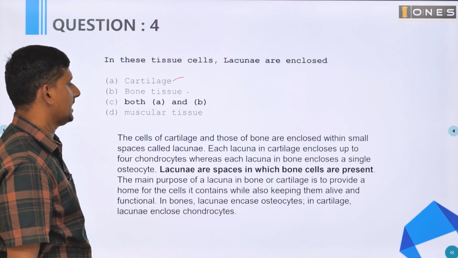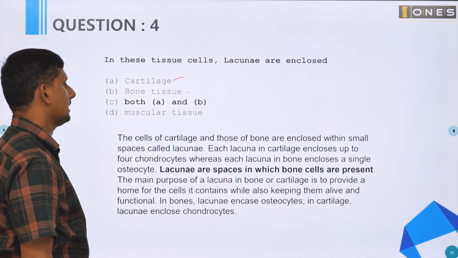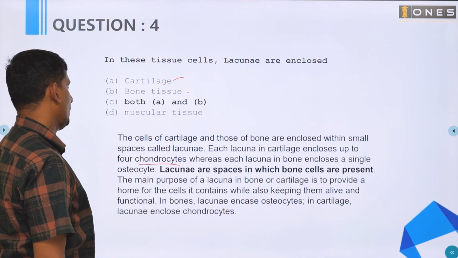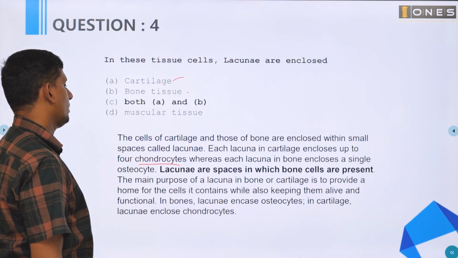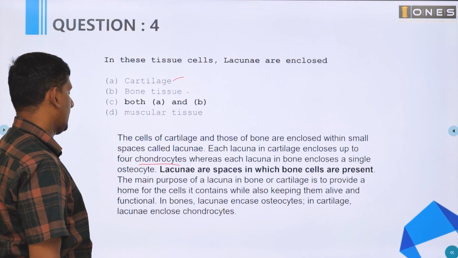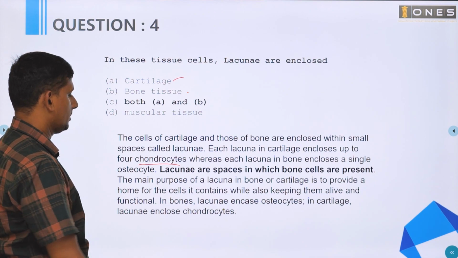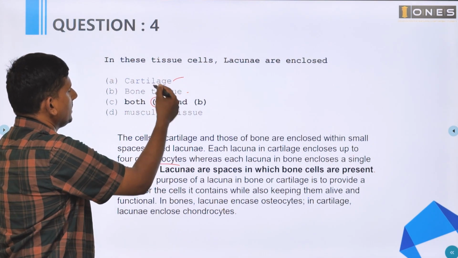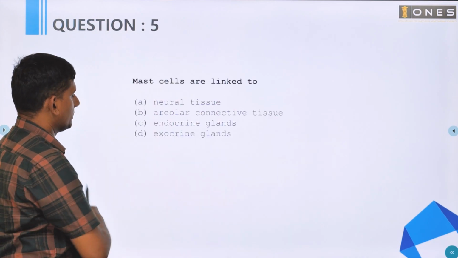The cells of cartilage and those of bone are enclosed within small spaces called lacunae. Each lacuna in cartilage encloses up to four chondrocytes, whereas each lacuna in bone encloses a single osteocyte. The main purpose of a lacuna is to provide a home for the cells it contains while also keeping them alive and functional. So option C, that is A and B, cartilage and bone tissue, is correct.